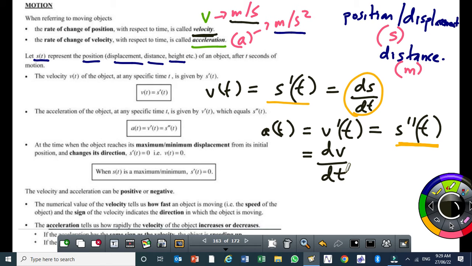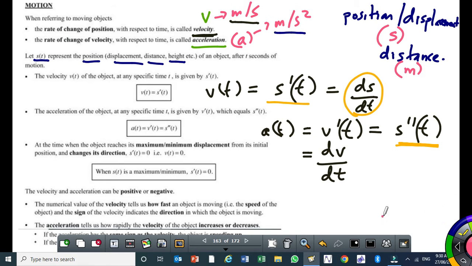Okay, so at the time when the object reaches its maximum or minimum displacement from its initial position, then it changes its direction, then the velocity will be zero, which means we just equate the derivative of the displacement function to zero. Okay, we are talking about at the maximum turning point, like this, or at the minimum turning point here. Velocity will be zero.